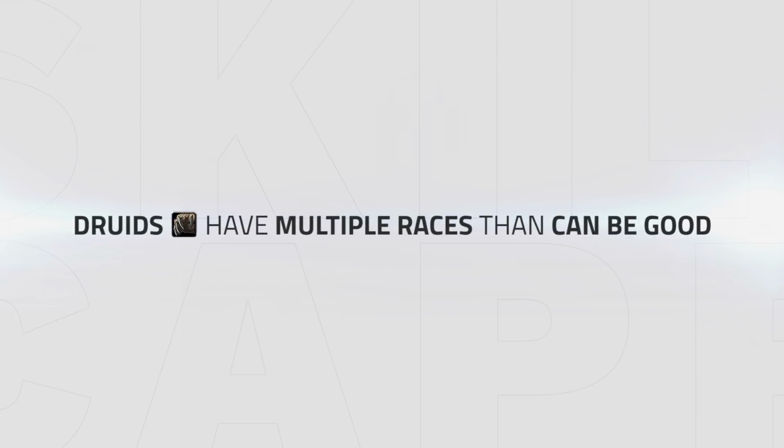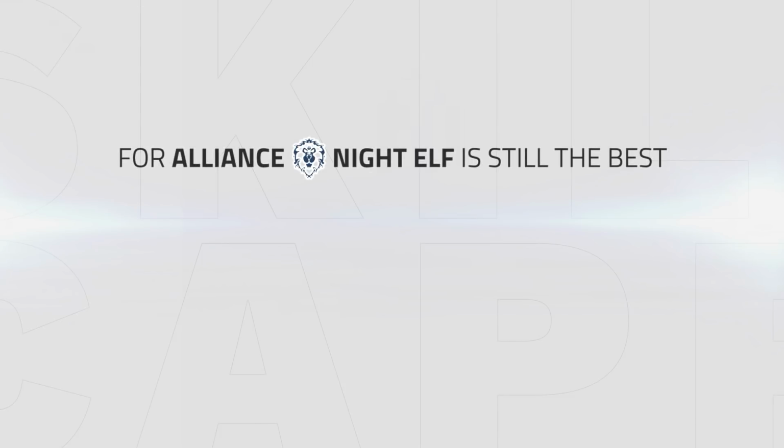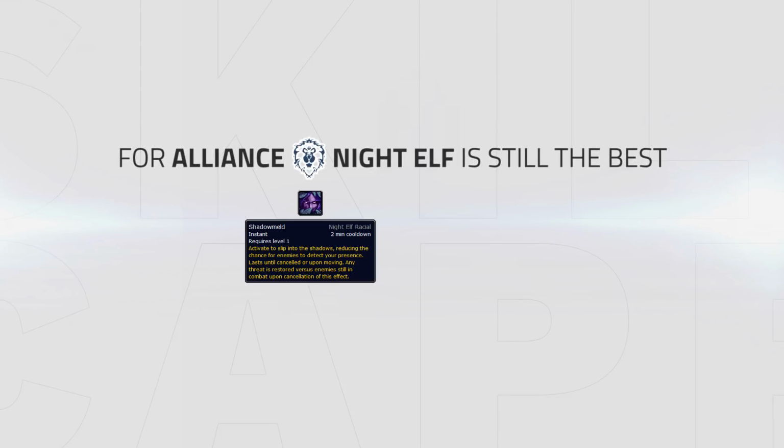Druid has multiple races that are good depending on the situation. For Alliance, Night Elf is still the best, giving you Shadowmeld to avoid CC or damage. Night Elves also have extra haste when playing at night from the passive ability Touch of the Moon.